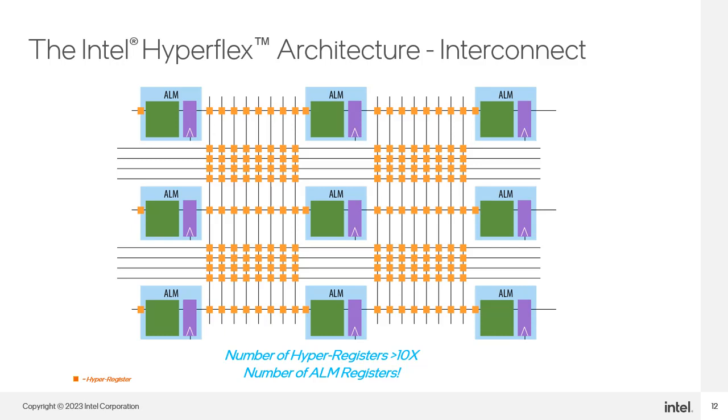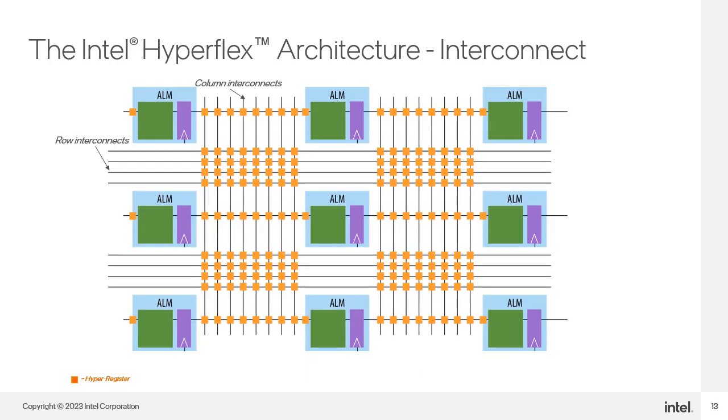Here is a representation of the Hyperflex FPGA architecture showing the Hyperflex registers as the orange squares. As you can see, the Hyperflex architecture provides an abundance of hyperregisters located conveniently around the device to maximize design performance. In fact, with the Hyperflex architecture, there are 10 times the number of hyperregisters as there are conventional ALM registers. Thus, to follow the same path as we showed before from one ALM to another ALM, the signal path has a huge number of locations in which it can pass through a hyperregister. Let's follow the same path. Now, let's follow another path.